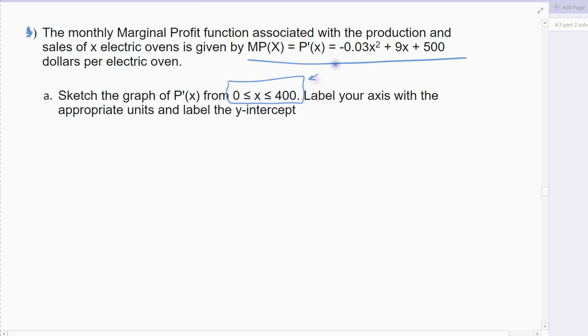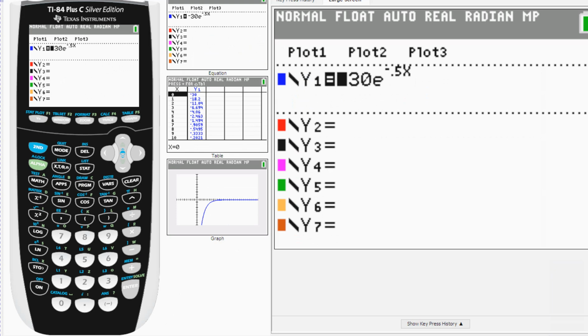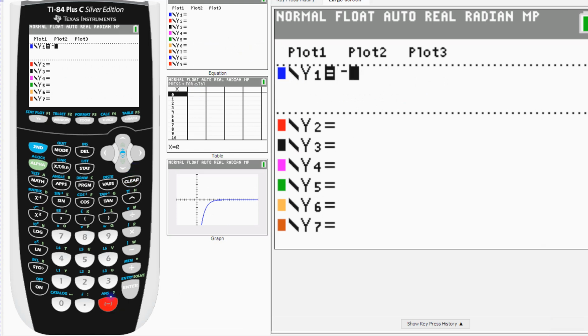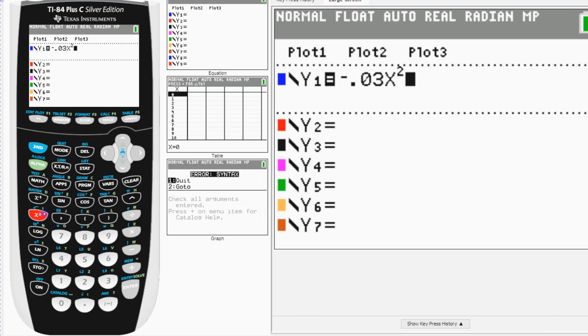When you go to graph this, you should just use your calculator. Plug it in. I'm going to pop my calculator up here, clear out what I have. When I plug it into my calculator: negative 0.03x squared plus 9x plus 500. Alright, I know I'm going to have to change my window, so I'm going to go to window first.